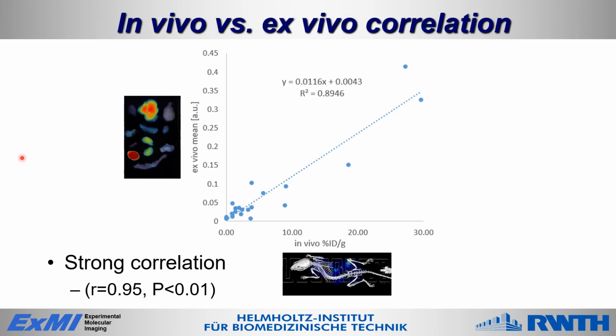We used all these organ values to generate a correlation between the in vivo concentrations and the ex vivo means. And we got an R of 0.95, and it was significant, showing that FLT-CT can be used for quantitative organ biodistribution assessment.